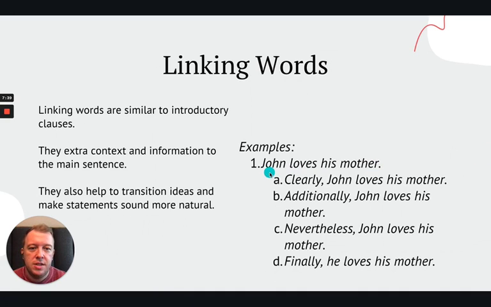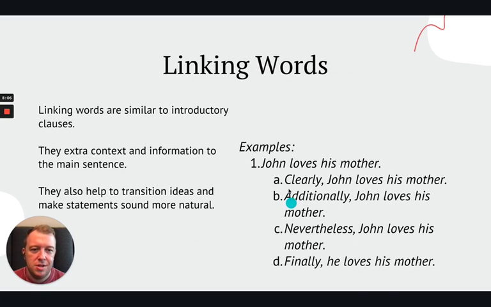So we have a different main sentence here. "John loves his mother." Again, nice, clear, direct, easy sentence. So we have John, okay, and what does John do? Well, John loves. Who does John love? He loves his mother. All clear, all good. Okay. So how can we modify this?